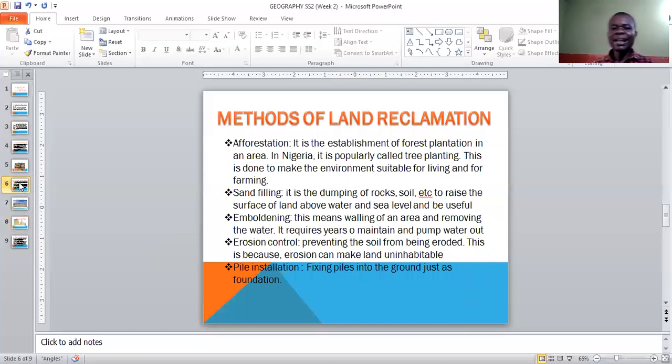Then erosion control. Why is erosion coming like this, destroying your land?